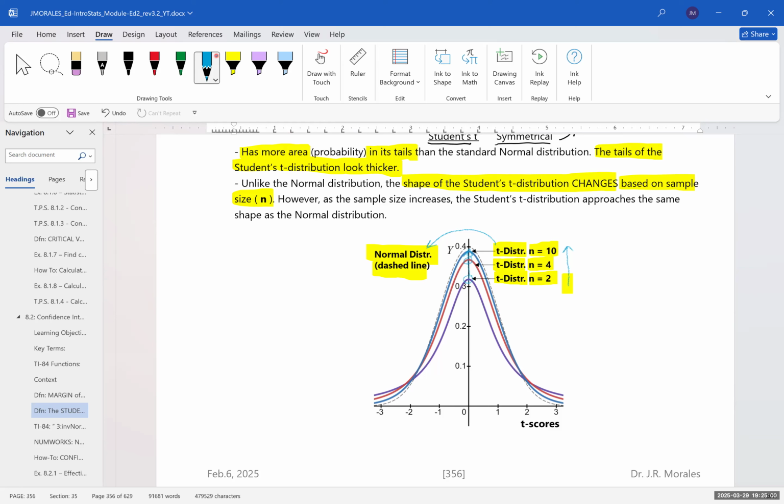Whereas on the tails here, we're starting at purple, which is high, then we're going to red, which is lower, and then blue, which is lower, and it's approaching the normal distribution, which is the dashed line, which is the lowest. So you can see in the tails for the student's T distribution, the tails are thicker. But as the sample size goes up, they get thinner and thinner and thinner, approaching that of the normal distribution.